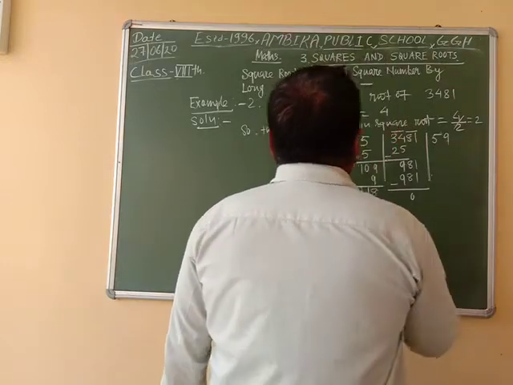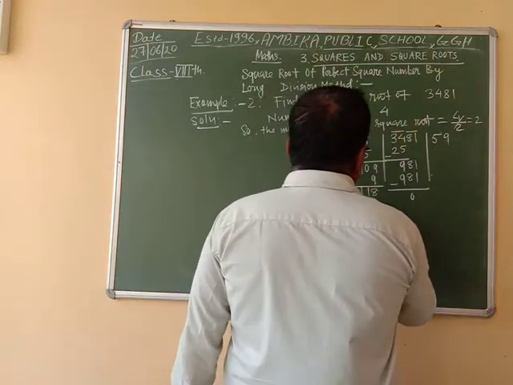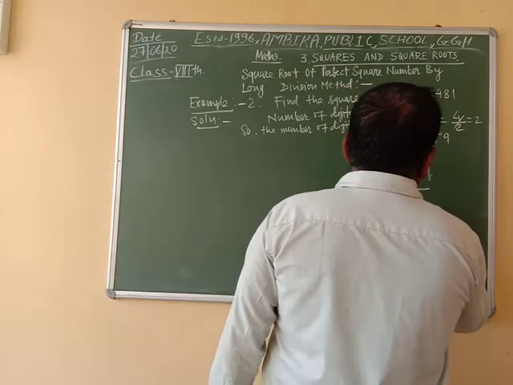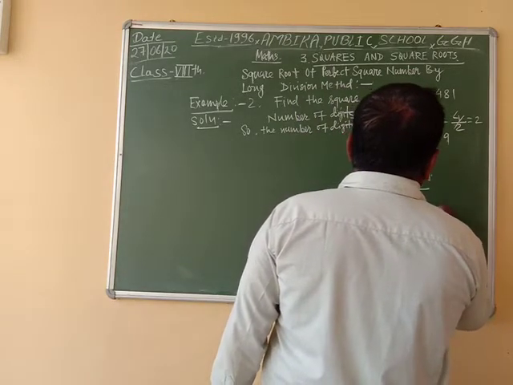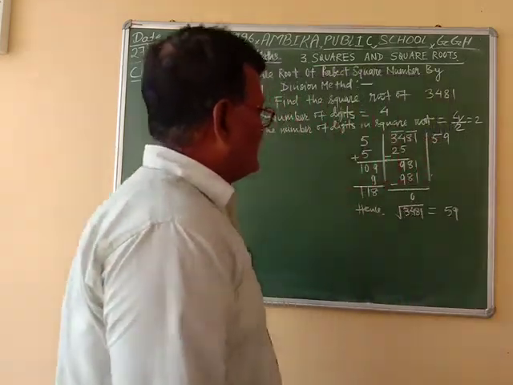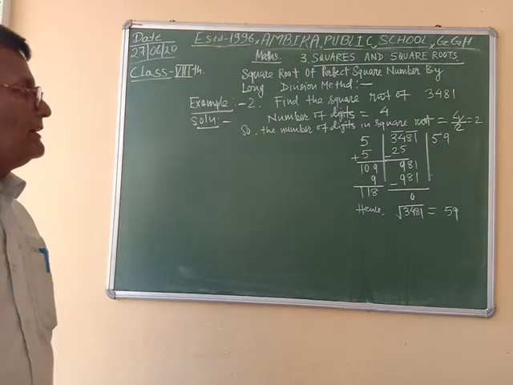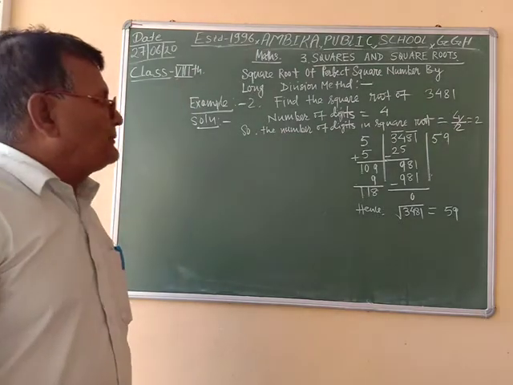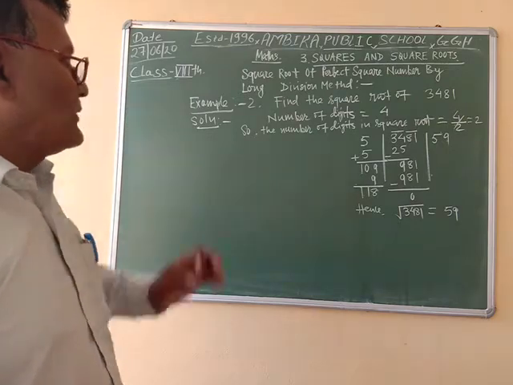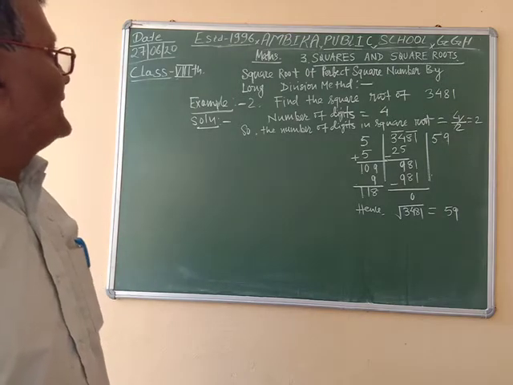Hence the square root of 3481 is equal to 59. If we multiply 59 by 59, we get 3481. Hence the square root of 3481 is equal to 59.